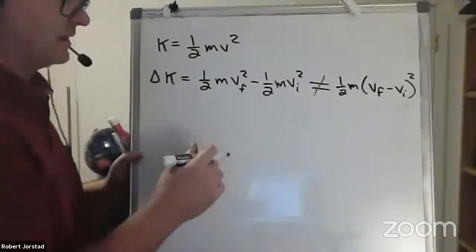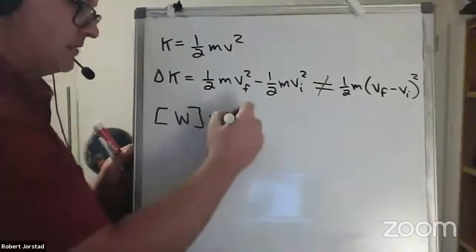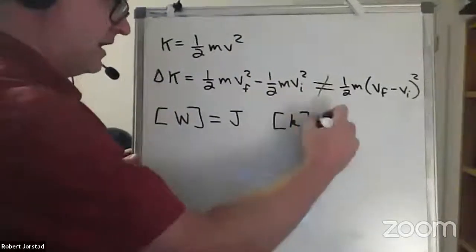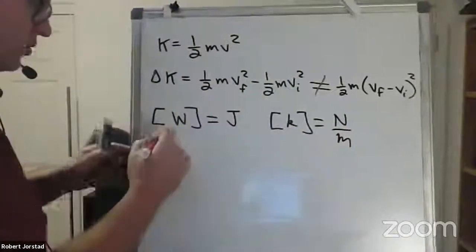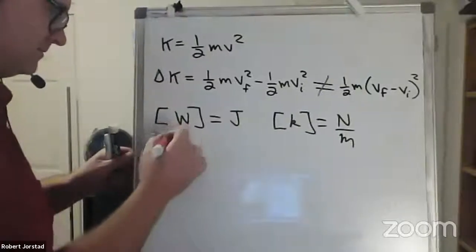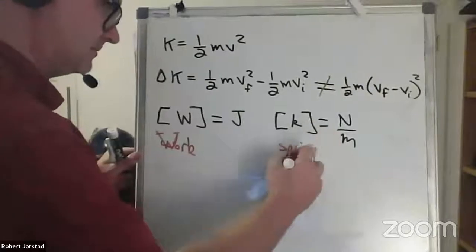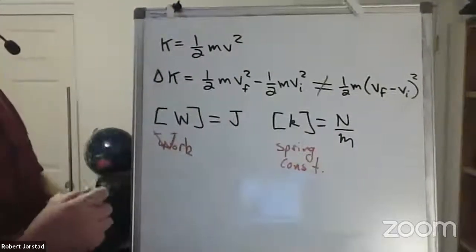So that's one thing. We see that the units of work, they're a real gem of a unit, joules. We saw the units of k are newtons per meter. And so again, this is work. And this is spring constant. So we saw that. Let's see, what else did we talk about today?